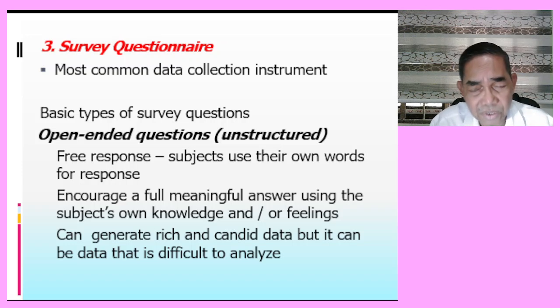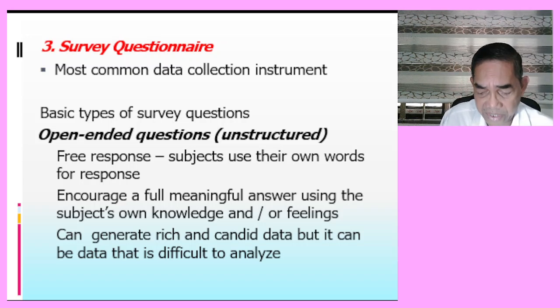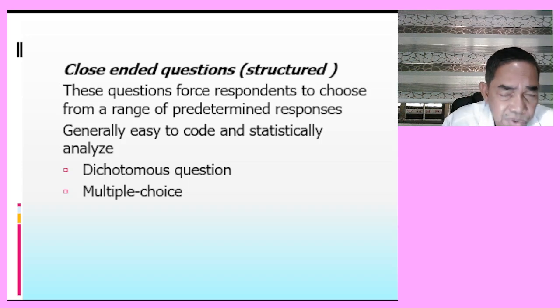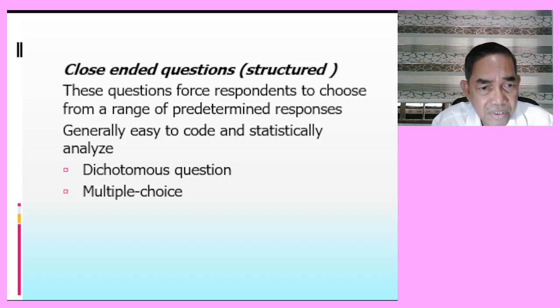So open-ended questions are good questions. They are actually easy to make, because you just have to formulate the questions, but it is difficult to analyze. Close-ended questions are also called structured questions. These questions force the respondents to choose from a range of predetermined choices or responses, and they generally are easy to encode and statistically analyze because the data are already there. They can be dichotomous questions or multiple choice questions.